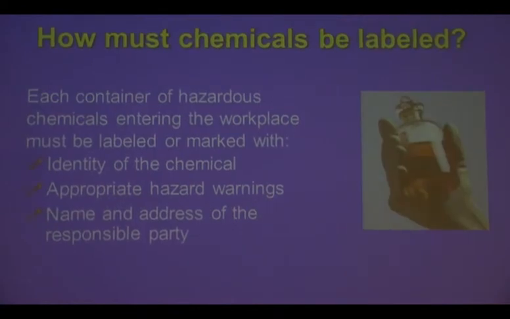How must chemicals be labeled? Each container entering the workplace must be labeled with, and this is the shipping, this is what the shipper has to have on there: identity of the chemical, appropriate hazards, and name and address of the responsible party. Either who manufactures it or who transports it or ships it or imports it. Whoever's responsible for getting that stuff there.